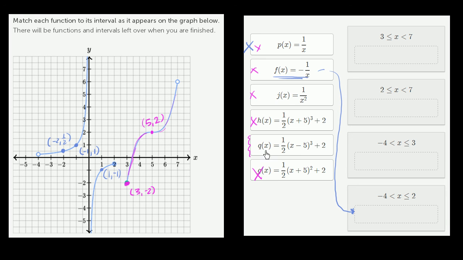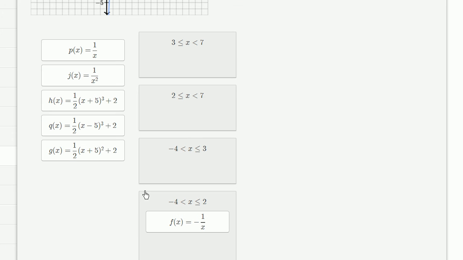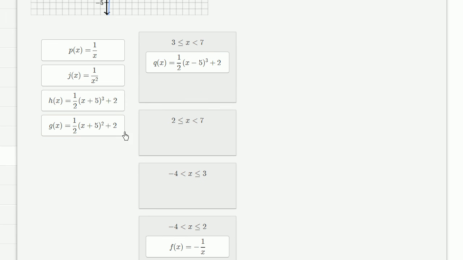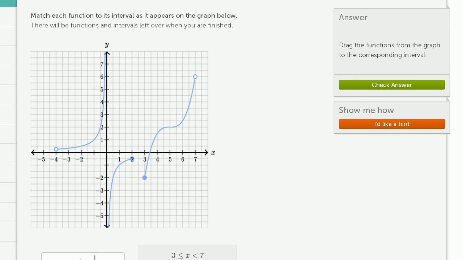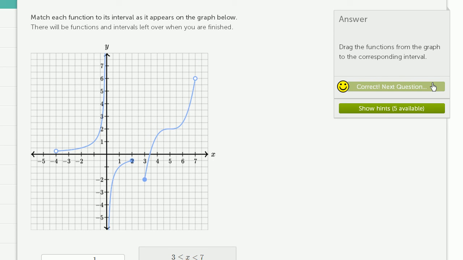So it looks pretty clear that we could use this expression to define the interval x is greater than or equal to 3 and less than 7, not less than or equal to. It's not defined at 7. So we could use this for this interval right over here. So let's go back to the actual exercise. And so we said this one for this interval right over here. And let's make sure that we got it right. So check our answer, and we did.